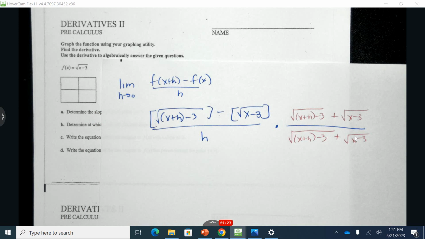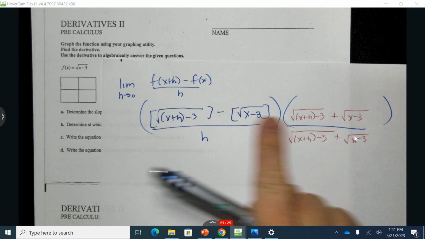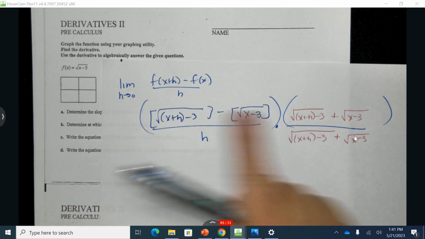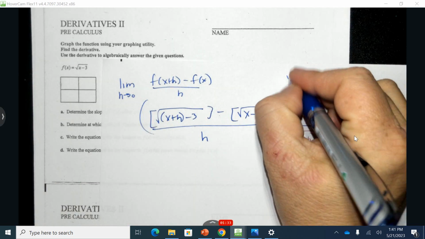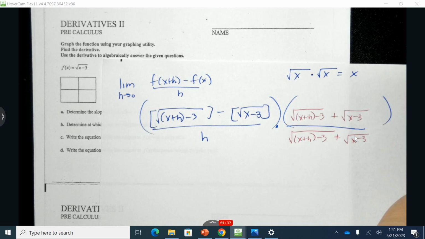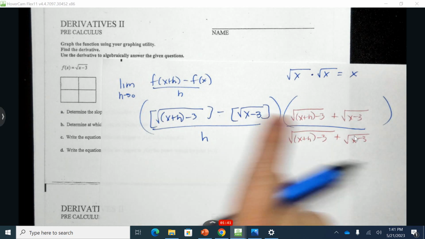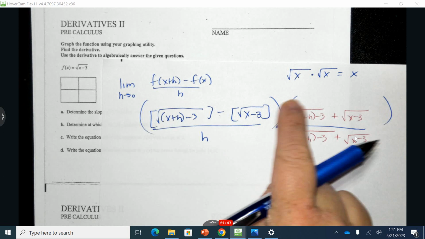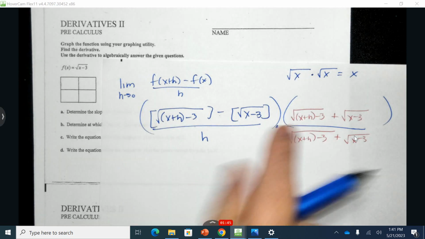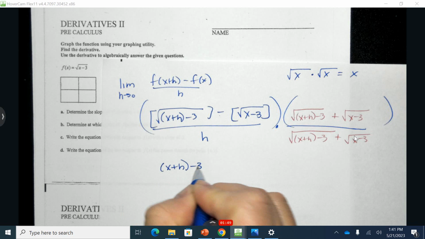Well, what can this do for us? Let's look and see. So when I take these two times each other, I want to remind ourselves, if you took the square root of x times the square root of x, you just get x. Well, it's the same thing here. When you have the exact same quantity, the square root of the same thing times the square root of the same thing, we can just bring it down. So we have x plus h minus 3.